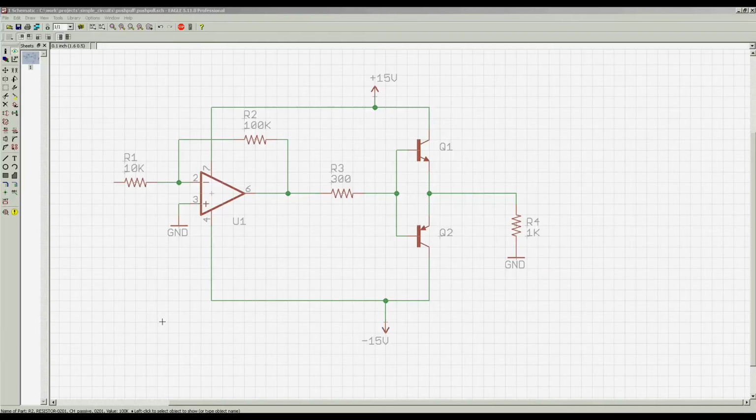I built this simple circuit to experiment with feedback. There is an op-amp in inverting configuration, gain of 10, and a power stage made of a pair of transistors, one NPN and one PNP. The op-amp model is not critical. For breadboarding I'm using TL081 from Texas Instruments.